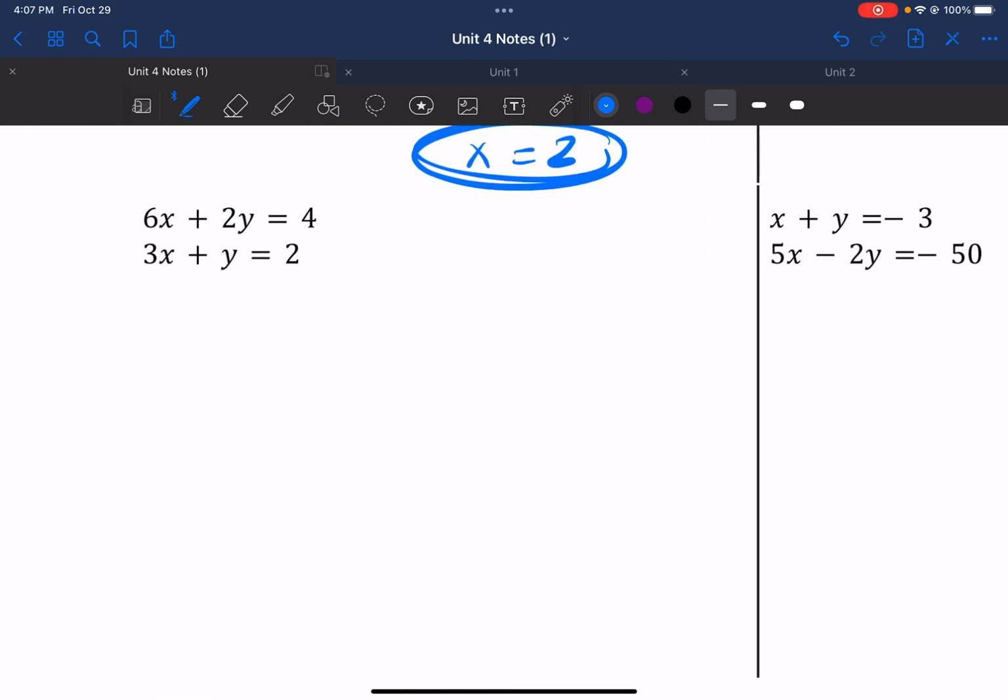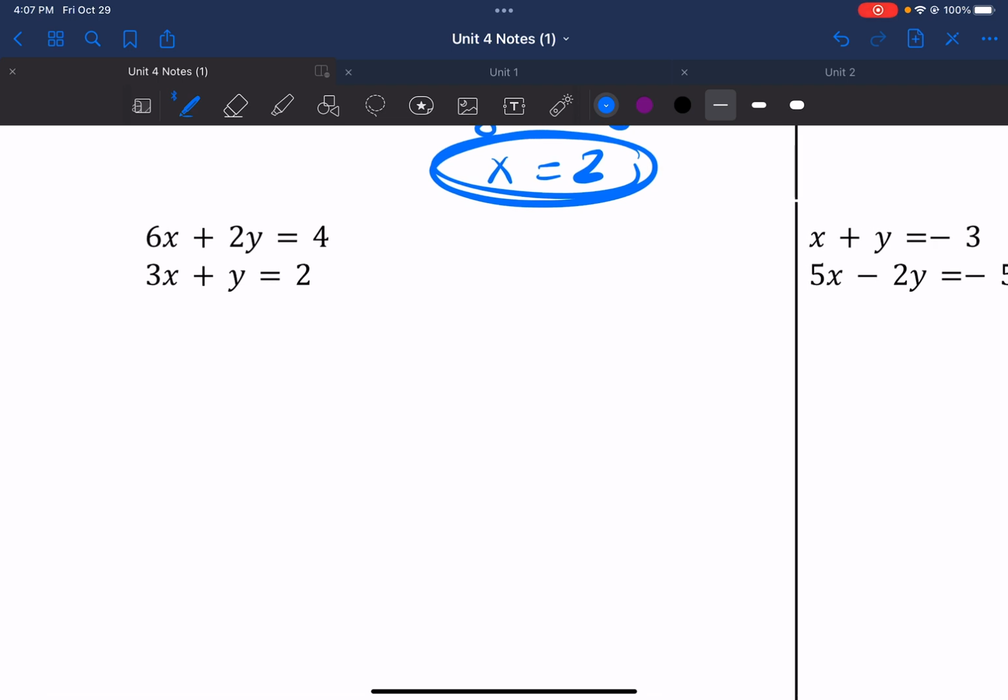Which one of these do I want to solve for x or y? It doesn't really matter. I'm going to solve this one for y because look, y is already by itself. Okay, so for me to solve this for y, I need to subtract 3x. Okay, and then subtract 3x on this side. What do I have left? I have y equals -3x plus 2.